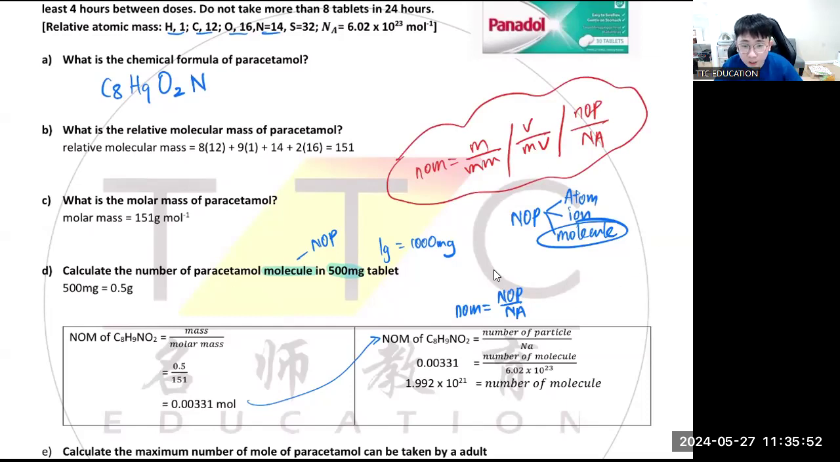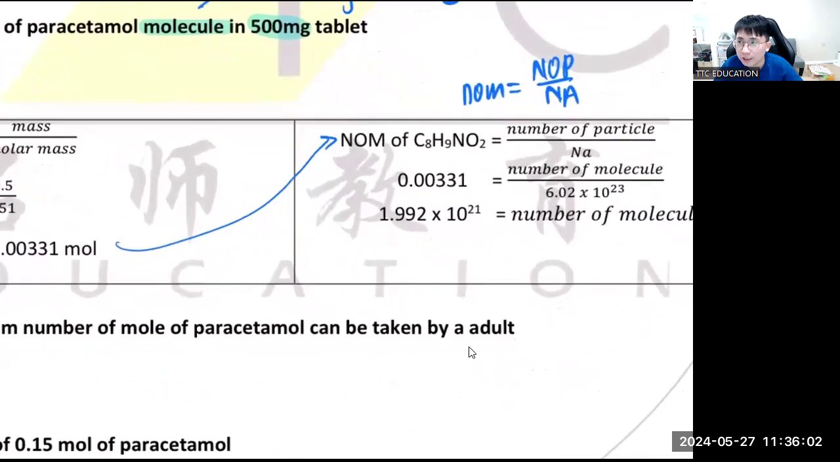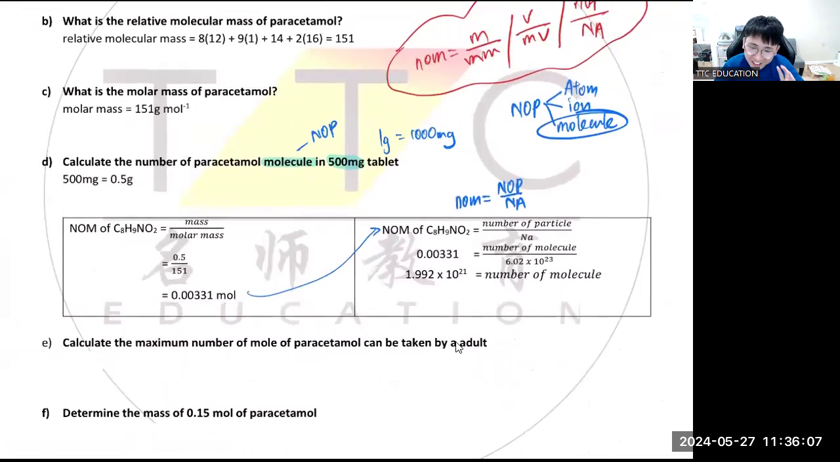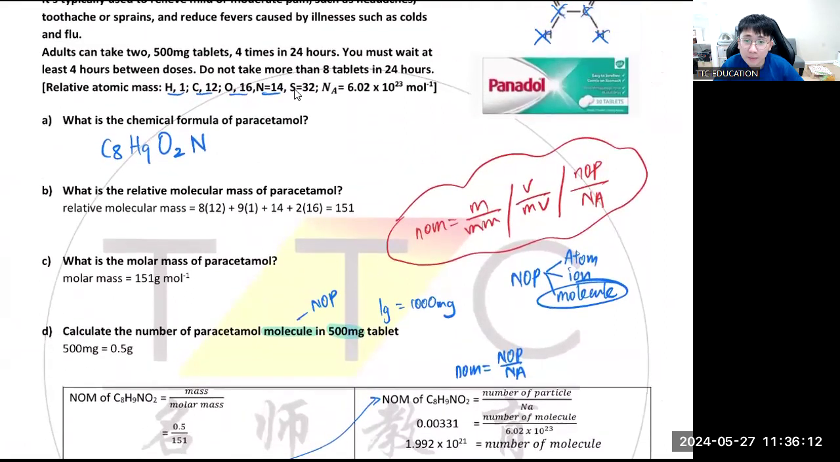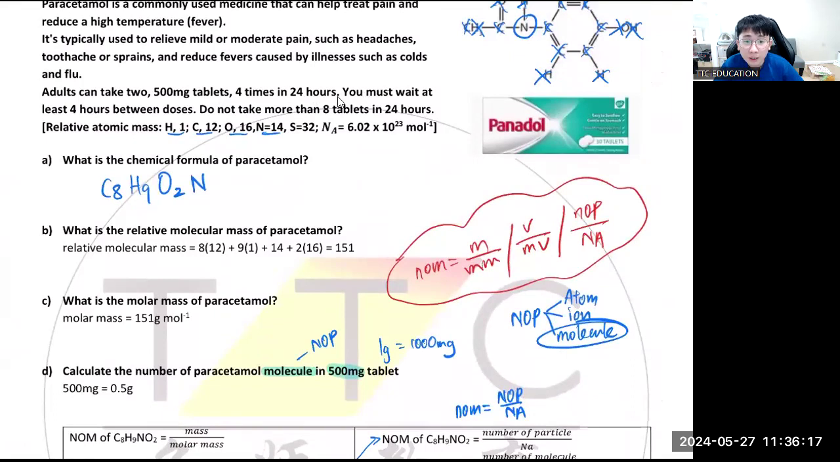This is very important. But then the next one is calculate the maximum number of mole of paracetamol that can be taken by an adult. The English is not very good. So if you go up, you see they say maximum number of mole of paracetamol. So what's the maximum? 4 times in 24 hours. Do not take more than 8 tablets in 24 hours. So 8 tablets will be the concept.